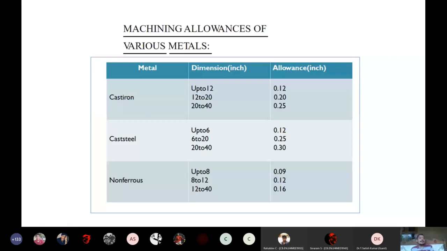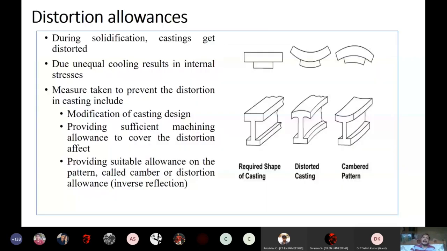The next allowance is called distortion allowance. What is that? I just want a shape of a casting like this. When I make a pattern like this, make a mold cavity, and make a casting, the shape of my final casting is like this. This is called a distorted casting. When it solidifies, the I section changes its shape.